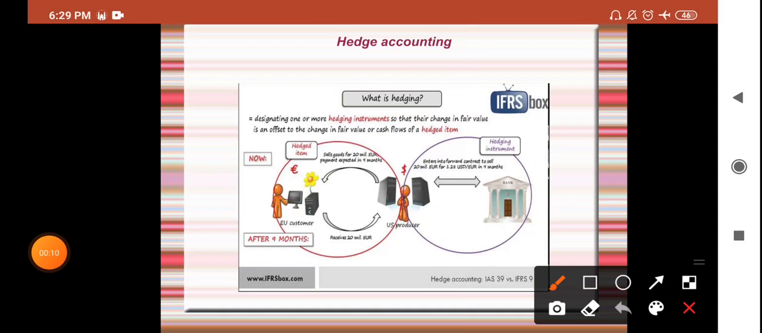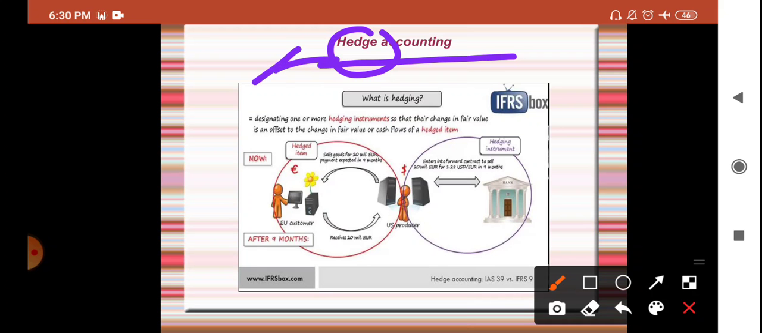So first of all, before knowing hedge accounting, let's understand what is the meaning of this hedge. We have already studied this in risk management. So hedge, what is this hedge? Hedge means reducing the risk. It is a type of contract where we are trying to reduce our risk, that is called hedging. It is a process of reducing the risk.